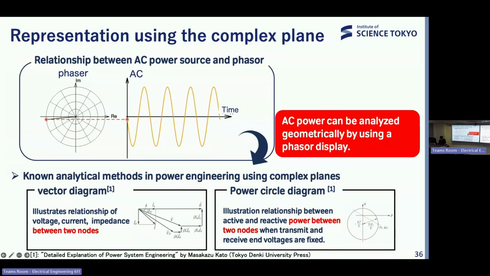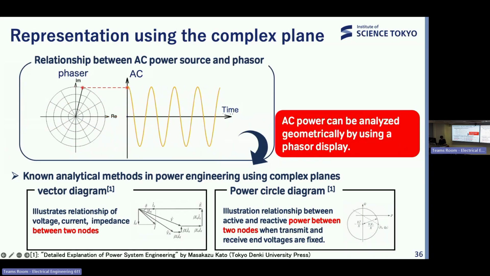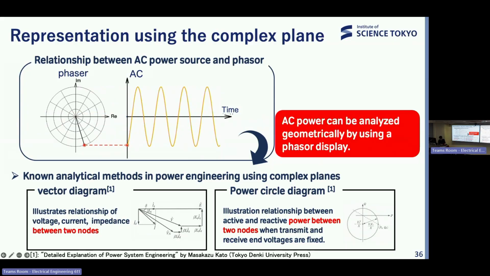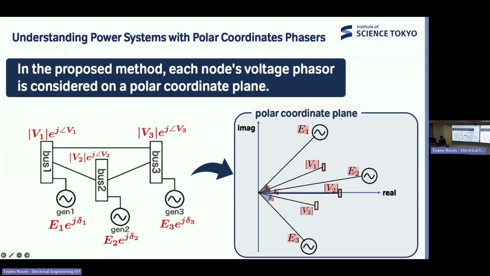So phasor values are commonly used to analyze power systems. The value of an AC power source at each point in time can be mapped to a point on the complex plane. Several techniques already exist for analyzing voltage values as vectors or complex numbers. So using this approach, we map the terminal voltage of each generator and the bus voltage to points on the complex plane.